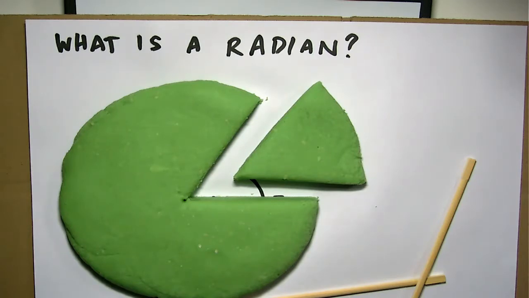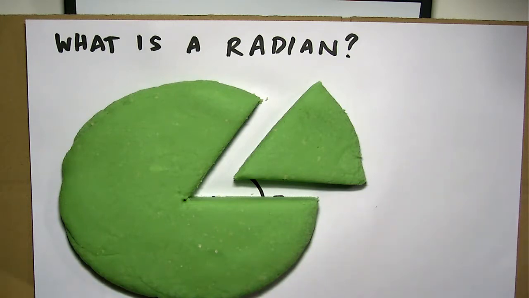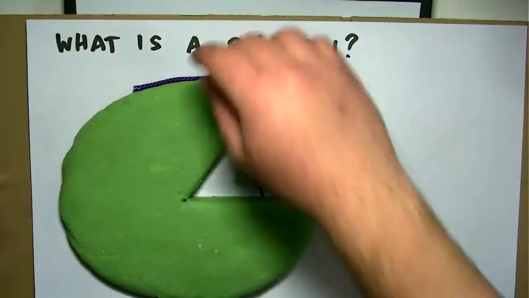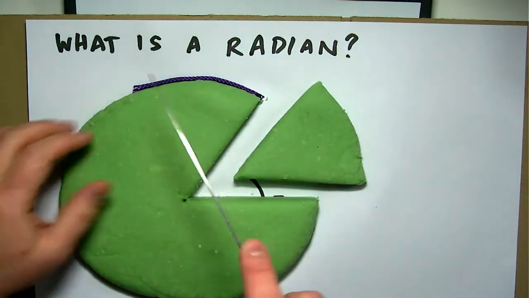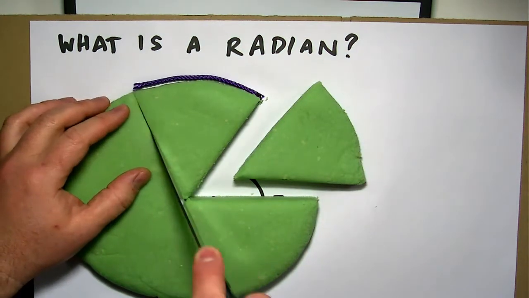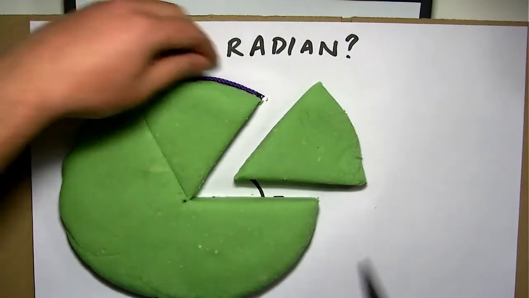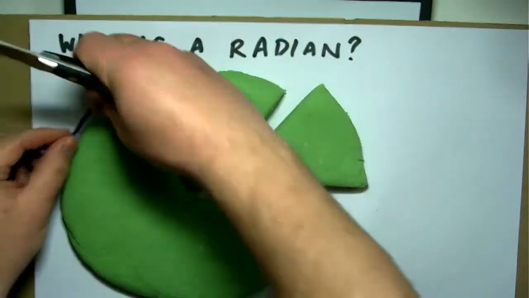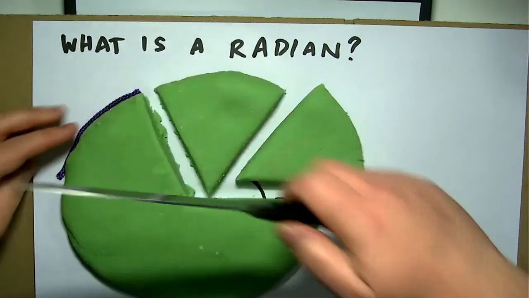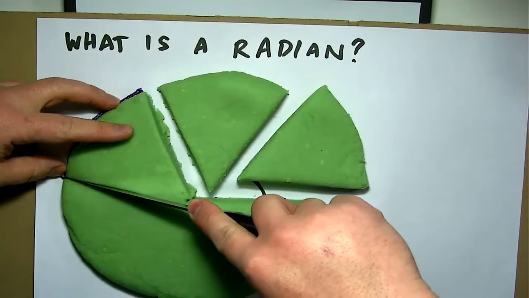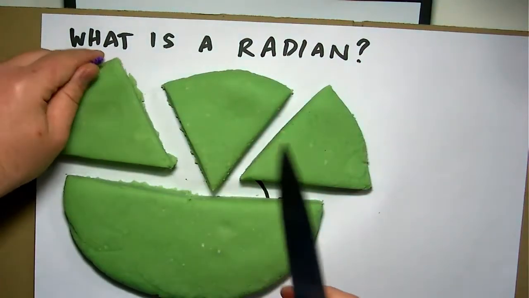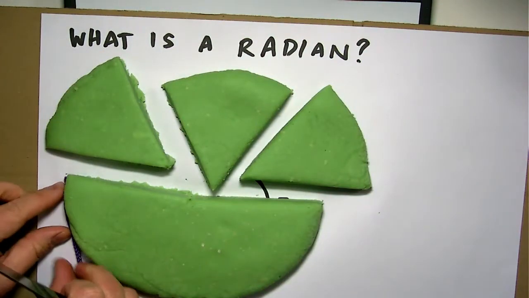But now we could ask, well, how many radians are there in a circle? Well, let's see. We already have one, so let's just keep going. Here's the second one. Let's cut that one out. Like so. Okay. Another here. Try and be precise. Like so. Okay, so that's 3 so far.